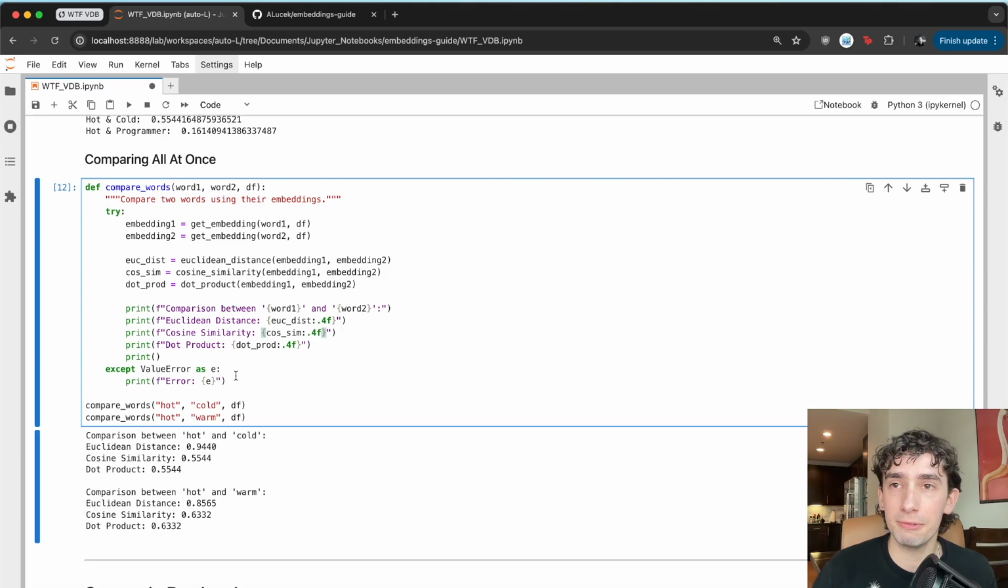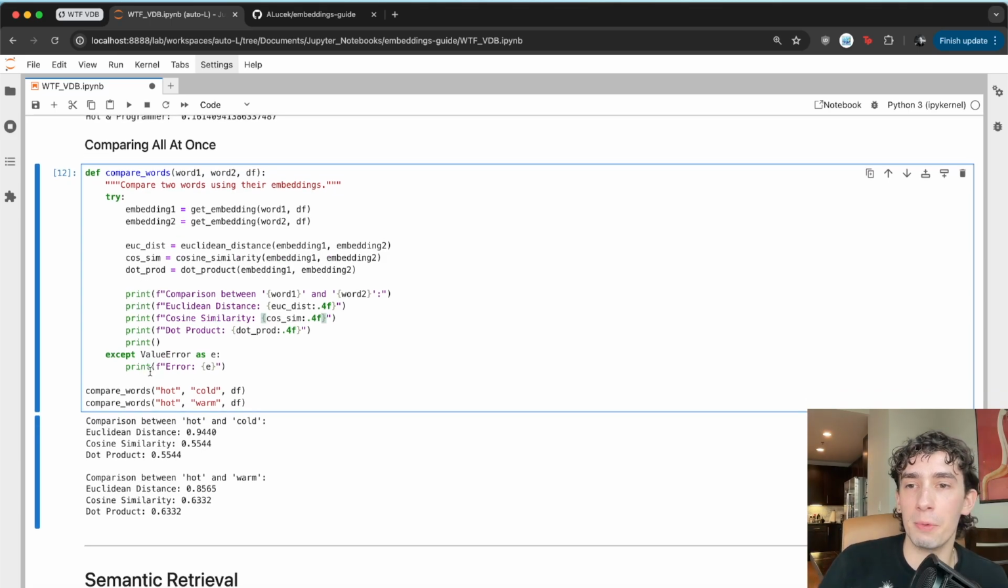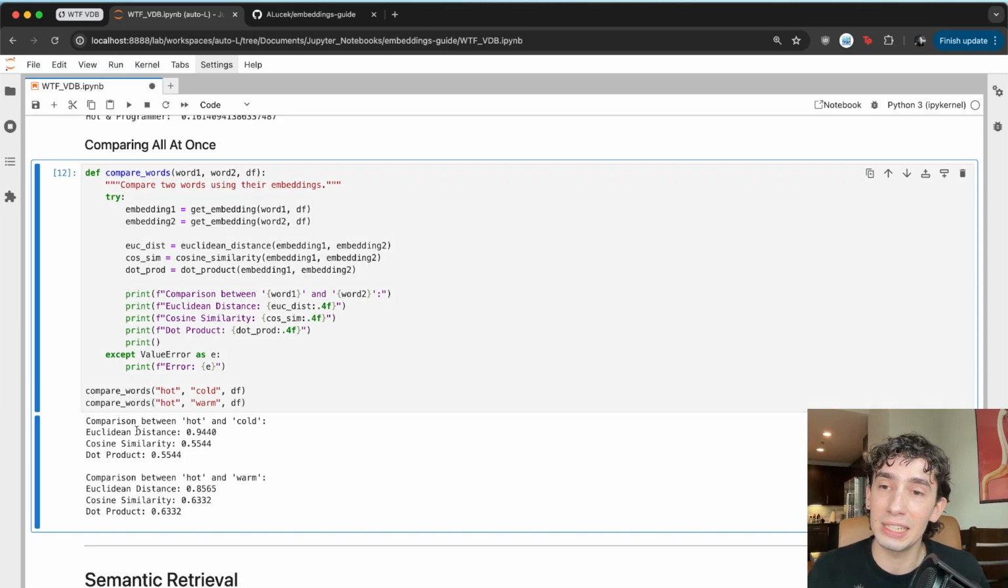Just running one final example of comparing all of them at once between hot and cold and hot and warm, we would expect that hot and cold would be less similar than hot and warm, which we understand to be more similar. So we see with the Euclidean distance that hot and cold is about 0.94, whereas hot and warm is closer because the distance is less, and it's 0.8. So yes, with Euclidean distance, this is saying that hot and warm are more similar than hot and cold.